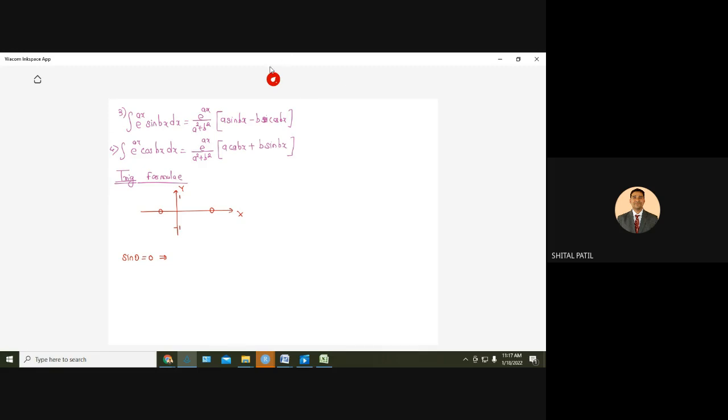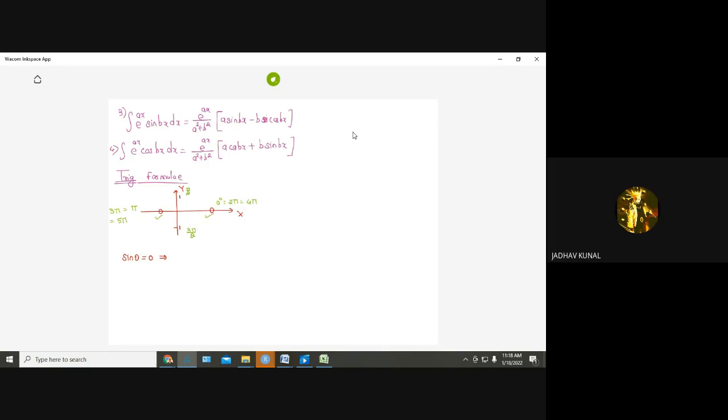Let me write the angles now, so that there will be no confusion. 0 degree. This is pi by 2. This is pi. And this is 3 pi by 2. Again, this will be 2 pi. This will be 3 pi. This will be 4 pi. This will be 5 pi and so on. We are interested in 0 values. Therefore, I have written these values.